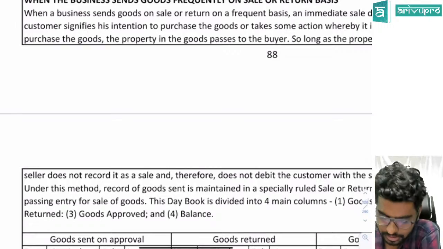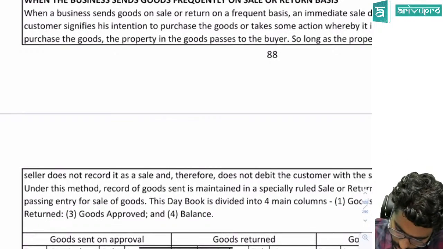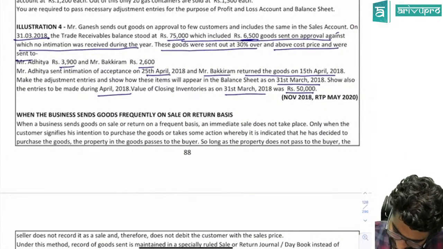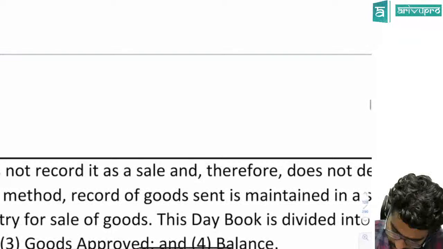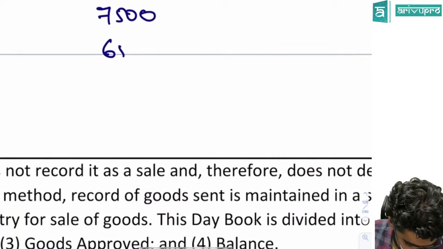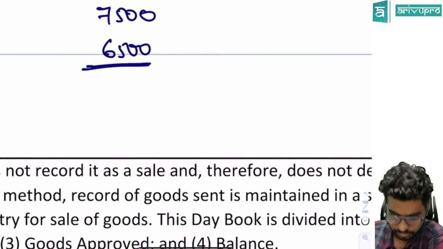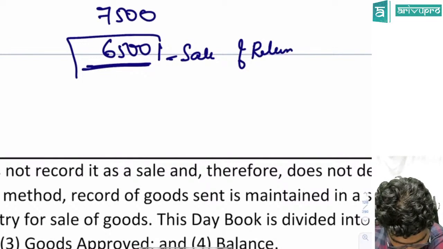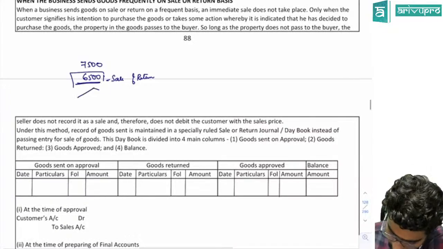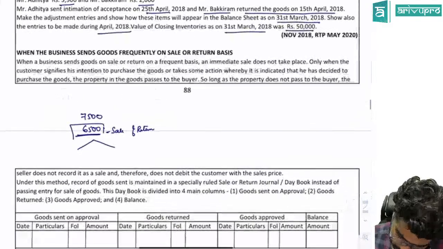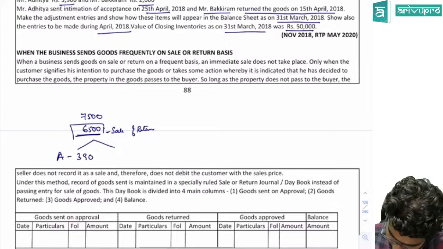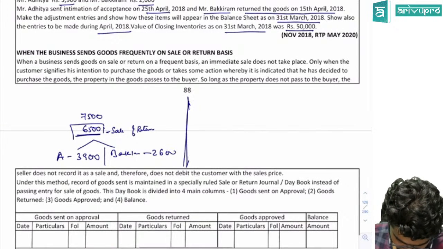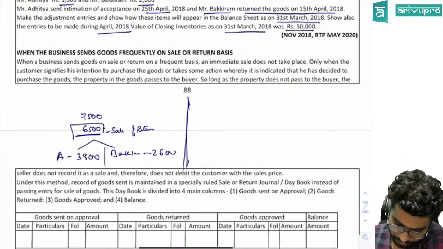Now, out of my trade receivables, guys, important, listen to it. Out of my trade receivables of 75,000, there is 6,500 worth of goods which were on sale or return basis. And this 6,500 comprised of two customers: Aditya 3,900 and Bakiram 2,600. Now, what will happen?